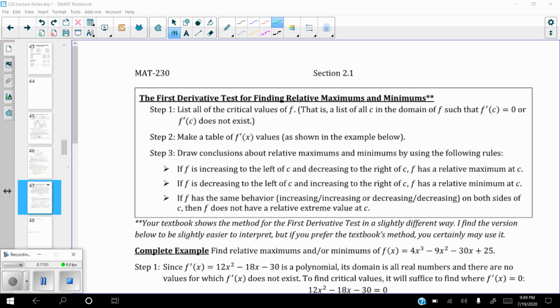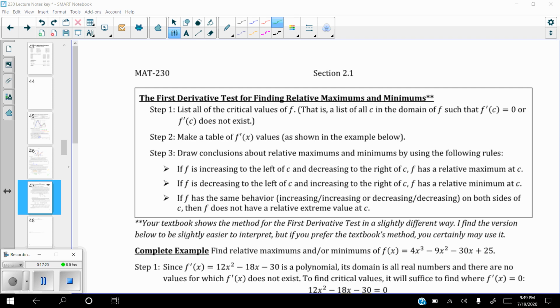First thing you do is you list all the critical values, which means you need to take a derivative of your function, or at least have some way to identify the derivative at specific places. So you're going to test the function to see whether f prime equals 0 or whether f prime just doesn't exist. Those are going to be your critical values.